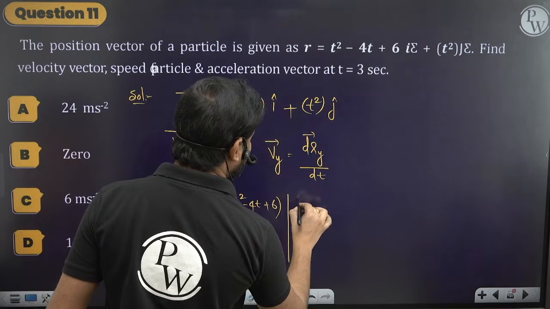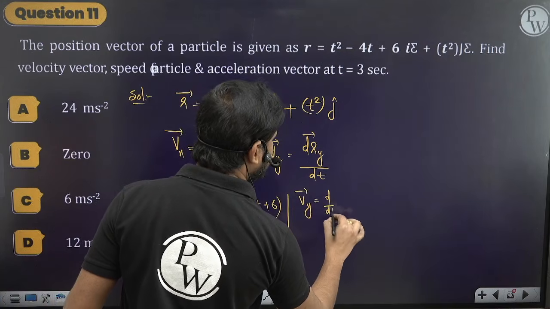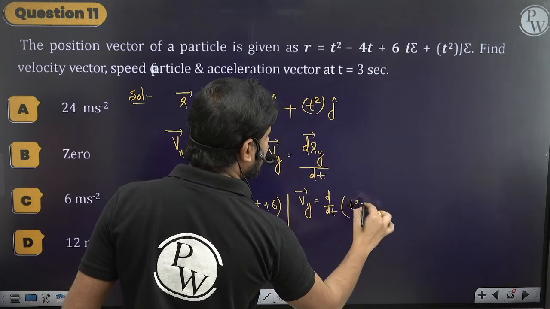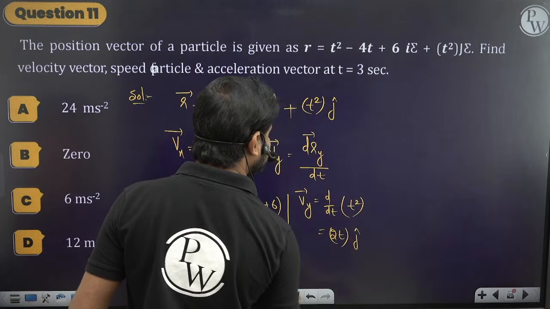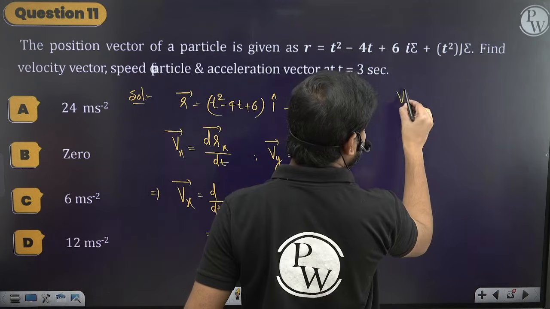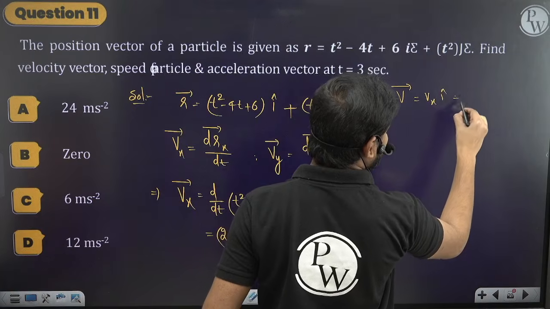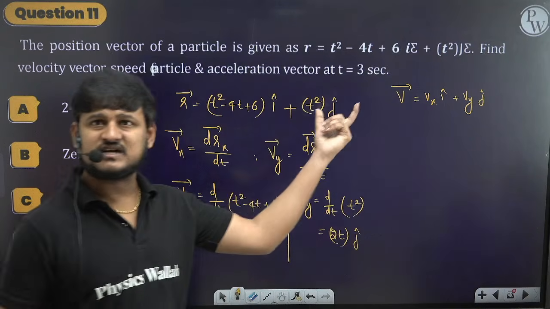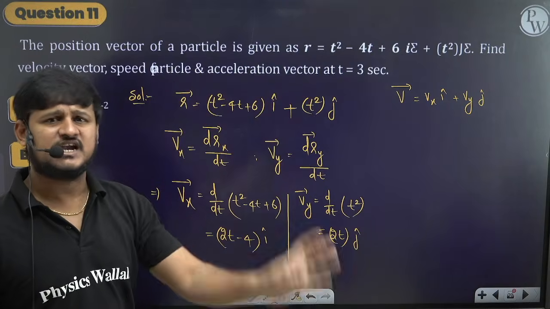Then the velocity in the y direction is d by dt of what is there in the position vector of y, t square, which is nothing but 2t. So let it be 2t j cap. Now the total velocity vector will be equal to vx I cap plus vy j cap. This I cap j cap part we learn in vectors in detail. Hope you guys already have a basic idea about this.